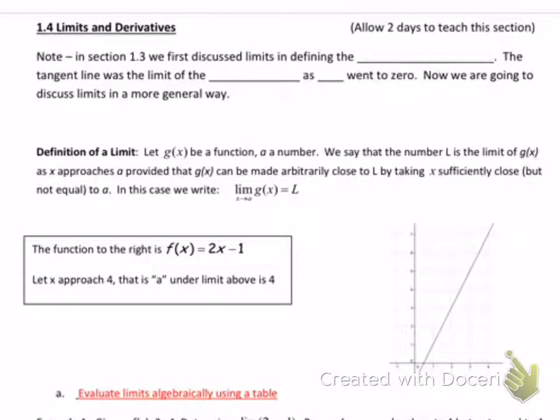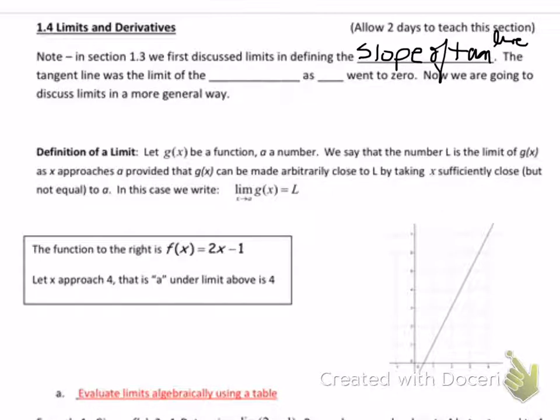In this video, we're going to talk about day 1 of 1.4, limits and derivatives. So note that in section 1.3, we first discussed limits in defining the slope of a tangent line. So on this line, I'm going to write slope of a tangent line. So in defining the slope of tangent line, I'm just going to abbreviate that tan line.